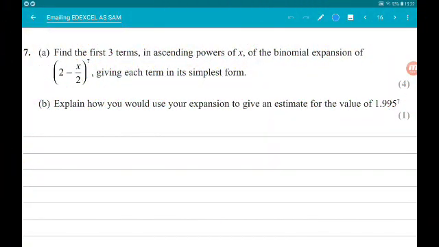Okay, number 7 is binomial expansion, part A. Want us to find the first 3 terms in ascending powers of x of the binomial expansion of 2 minus x over 2 to the power of 7, giving each term in its simplest form.